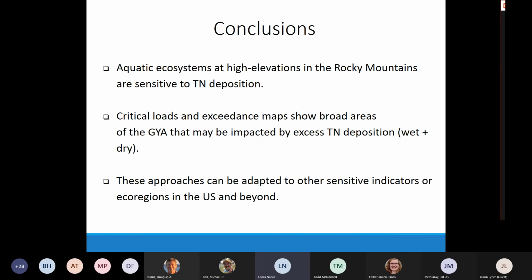So in conclusion, aquatic ecosystems at high elevations in the Rockies are sensitive to total nitrogen deposition. Critical loads and exceedance maps show broad areas of the GYA that may be impacted by excess total nitrogen deposition. And these approaches can be adapted to other sensitive indicators or ecoregions in the US and beyond.